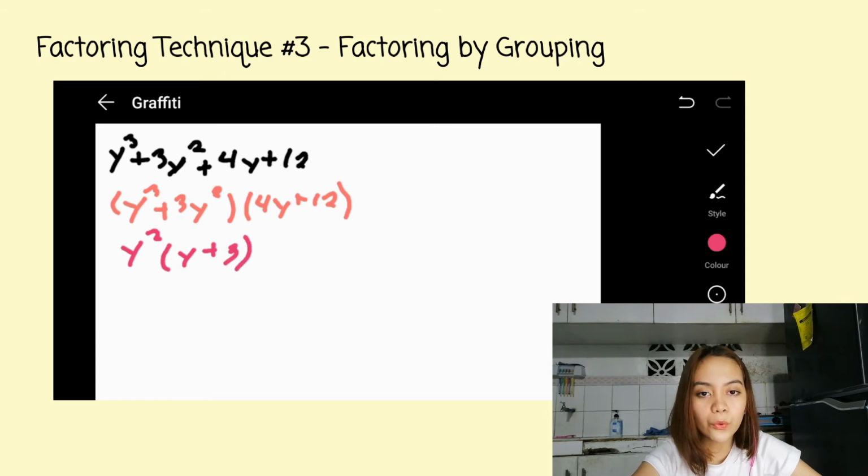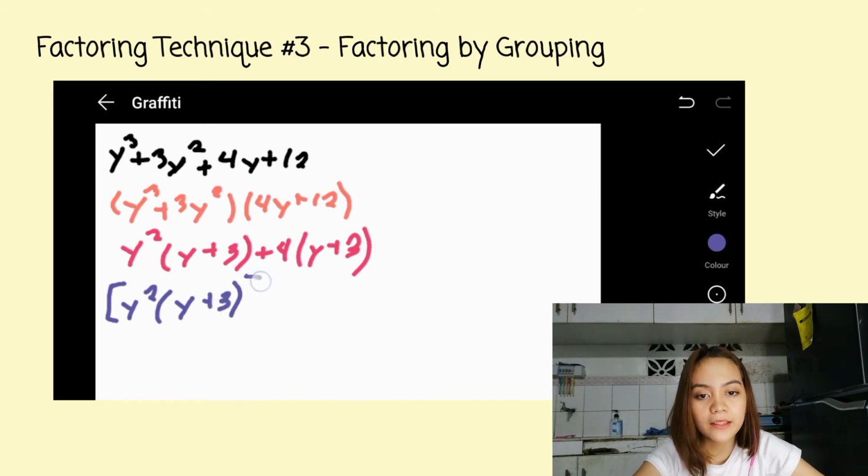Now for the first group, the greatest common factor is y squared and the greatest common factor of the second group would be positive 4. Which means if we divide y cubed and 3y squared by y squared, we will be left with y plus 3 inside the parentheses. And for the second group, if we divide each term by positive 4, we will be left with y plus 3 in our parentheses.